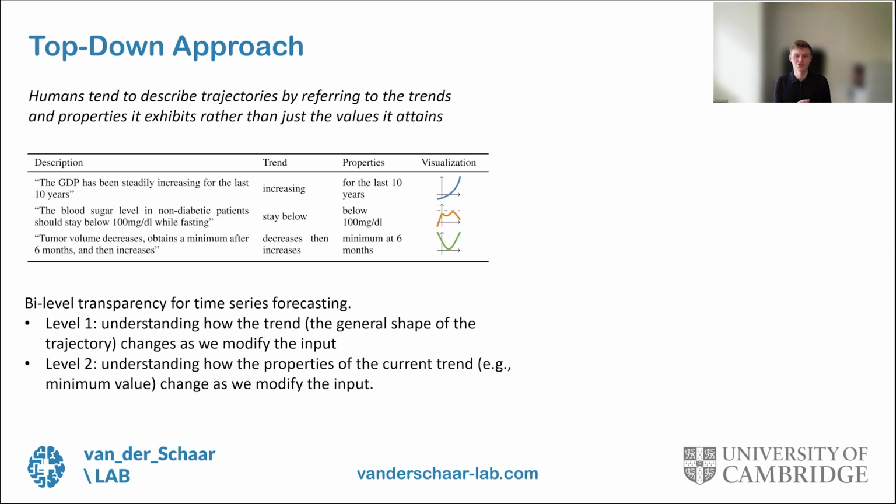Instead of tracking the individual values of the trajectory, as in bottom-up approaches, we track how the trends and properties of the trajectory change as we vary the input. And thus we can define a new notion of transparency that we'll call bi-level transparency, where on level 1, we want to understand how the trend, the general shape of the trajectory, changes as we modify the input. And on the second level, we want to understand how the properties of the current trend, for instance, the minimum value, change as we modify the input.